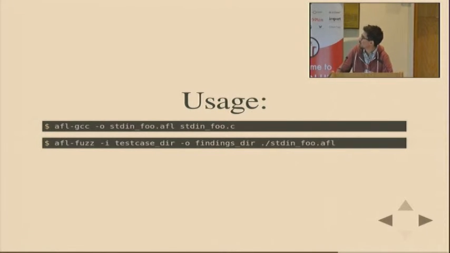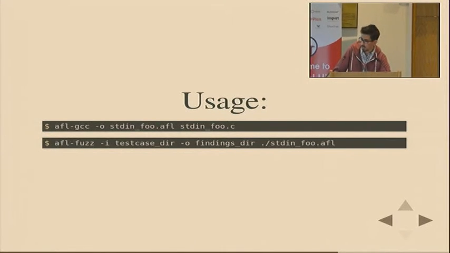You give it a small sample of example data. It doesn't have to be a great corpus or anything, but it will take what you give it, splice it up, mix it up, and try to come out with something interesting. And when it randomly hits something interesting, it will know it got a bit further in the code base.